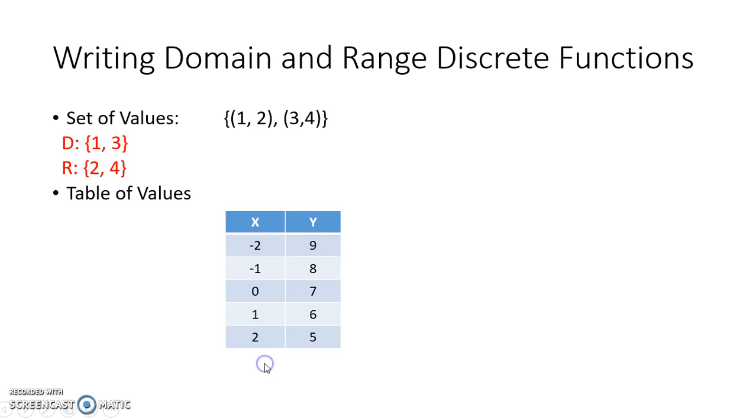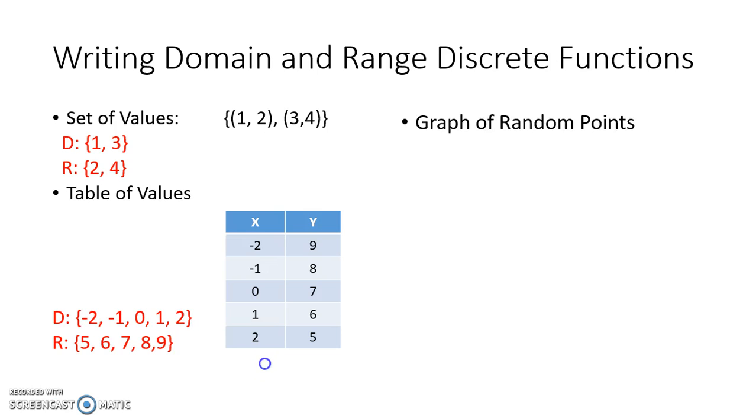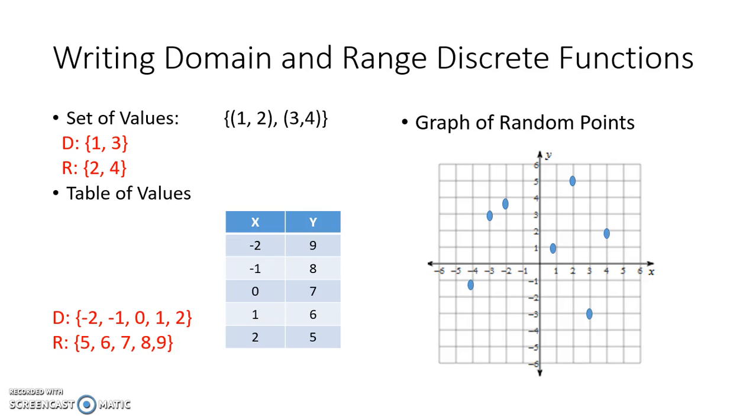From a table of values, you would take and write your x, those are your domain. So inside the brackets, you would write -2, -1, 0, 1, and 2, and then the range, you would write 5, 6, 7, 8, and 9. From a graph of random points, you would look at each point separately and write down the x and y of each point separately. So the domain and range here would take the x values and put them in the domain, and the range values put them with the range.